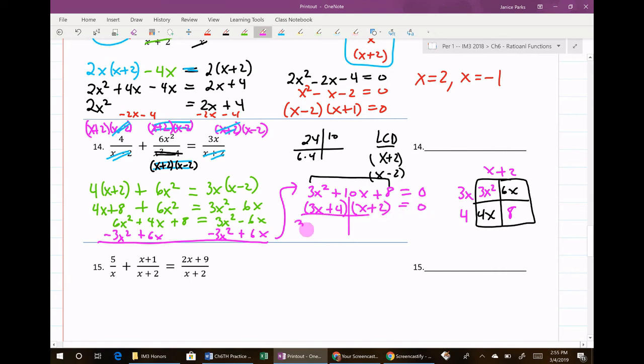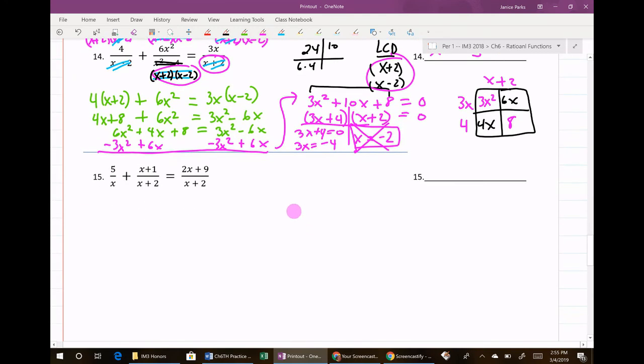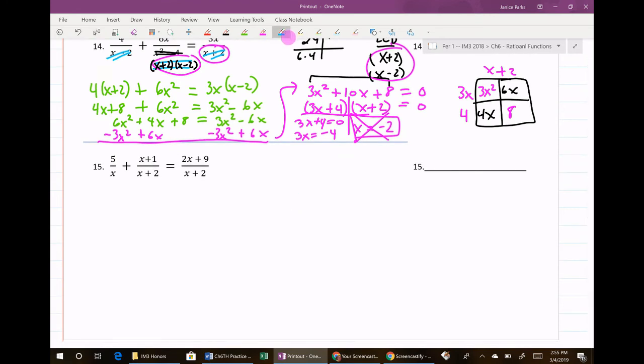Set those equal to 0. 3x plus 4 equals 0. 3x equals -4. So x equals -4 thirds. And x equals -2, which we can't use because it makes that equal to 0, that equal to 0. So it makes your denominator equal to 0, so we don't get to use that one. It's called extraneous.